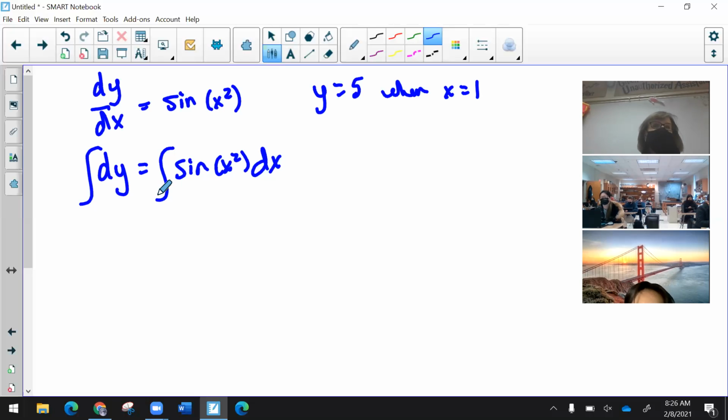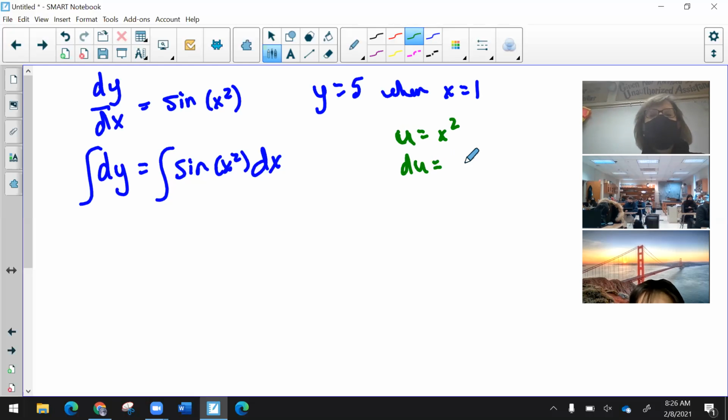Well, what would you let u be equal to? x squared. So if we let u be equal to x squared, du would be equal to what? 2x dx. And I don't have that x. So I can't really do that.